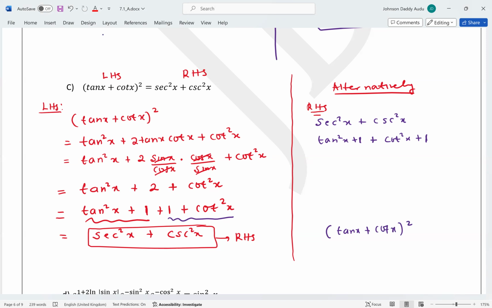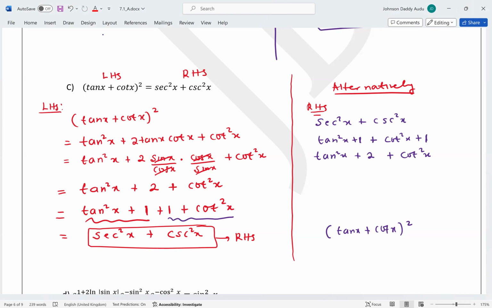Yeah, so here you can rewrite this as tan squared x plus 2, then plus cot squared x. So you see it's the reverse. From here, it's clear: you have squared here, you have squared. So what you need to think about now is the middle term.